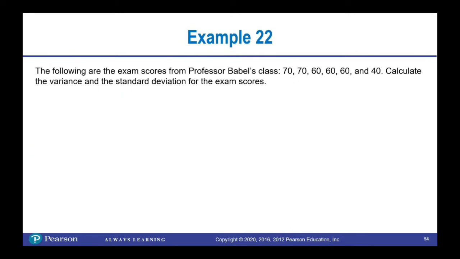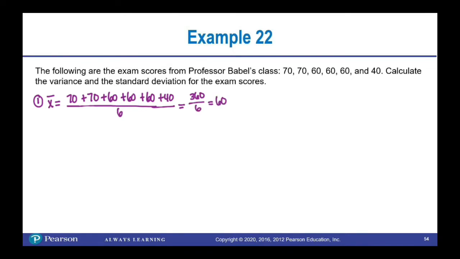Let's look at another example. This time we have the scores from Professor Babel's class. Again, we're asked to find the variance and the standard deviation. My first step is to find the mean. So I add all of my values together and I divide by 6 because I have 6 values here. The sum of all those values is 360. Now make sure as you type this into your calculator that you either go ahead and find that sum of 360, or if you type it into your calculator all at one time, that numerator needs to be in parentheses. 360 divided by 6 is 60.